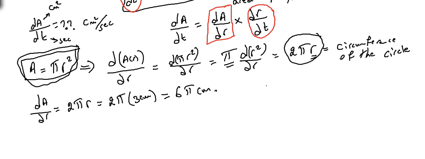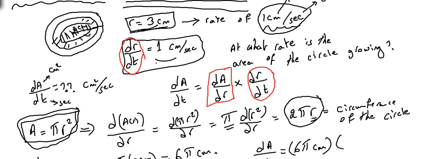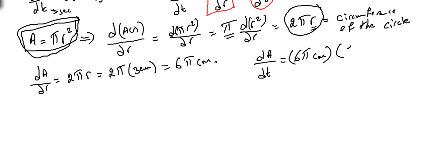Now back to my chain rule. We need to find how much the area of the circle is changing in terms of time, growing, because the radius is growing into wider, larger circles, right? So dA over dr, I just found it, it's 6 pi centimeters. And dr over dt, we have from the beginning, because it is the radius changing as 1 centimeter per second. Each second it's growing by 1 centimeter.